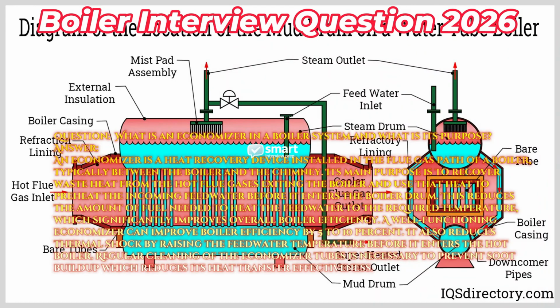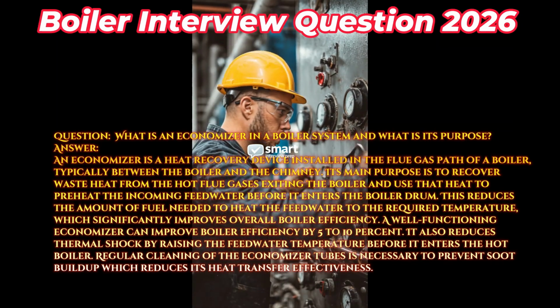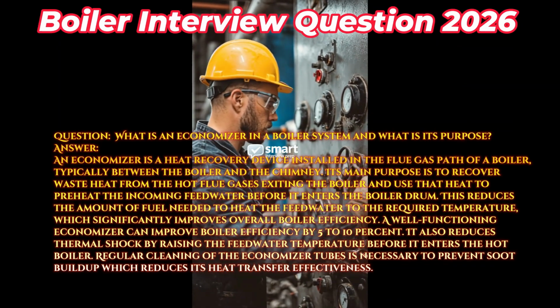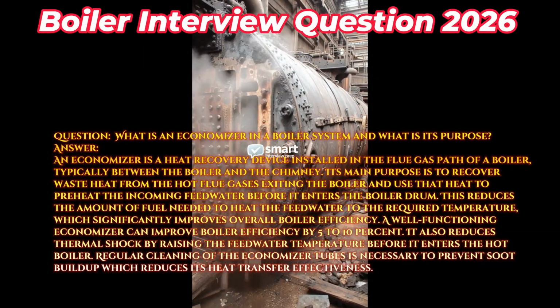Answer: an economizer is a heat recovery device installed in the flue gas path of a boiler, typically between the boiler and the chimney. Its main purpose is to recover waste heat from the hot flue gases exiting the boiler and use that heat to preheat the incoming feedwater before it enters the boiler drum.